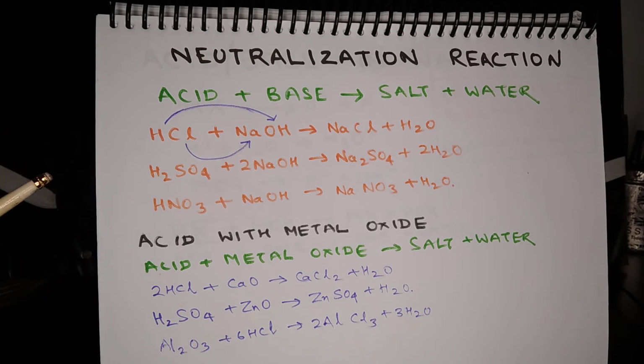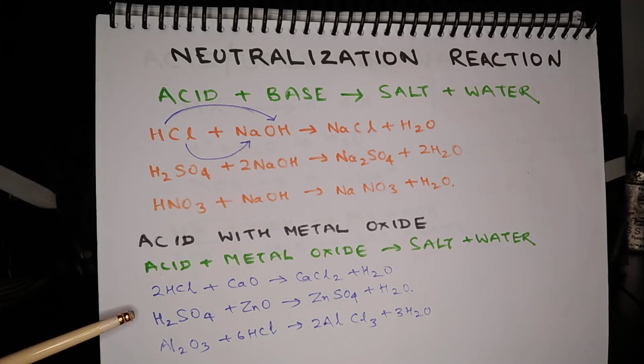What happens when acid reacts with a metal oxide? Metal oxide is basic in nature. So this will once again be a neutralization reaction, and this reaction will give salt and water. The examples are hydrochloric acid's reaction with calcium oxide, which gives calcium chloride. The equation is 2HCl + CaO = CaCl2 + H2O.